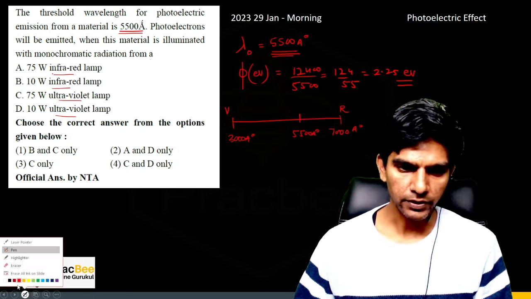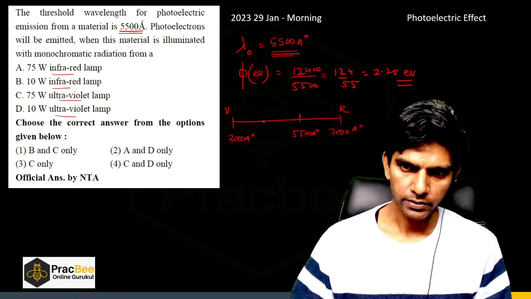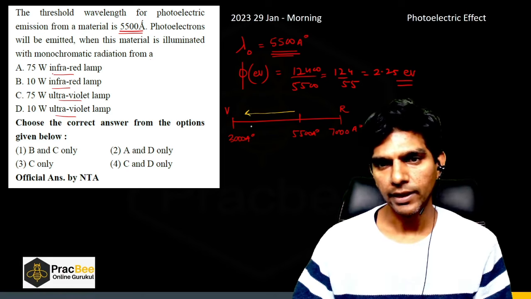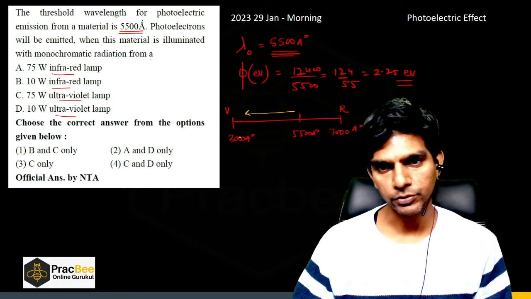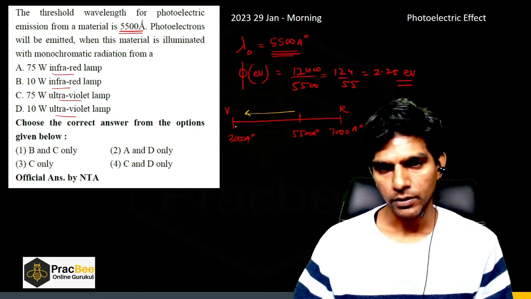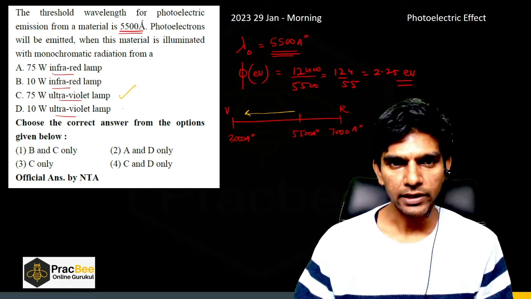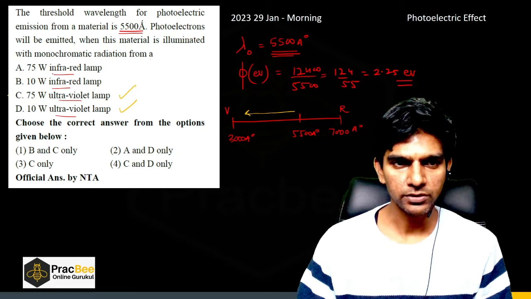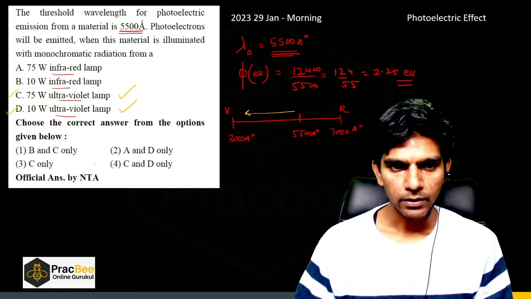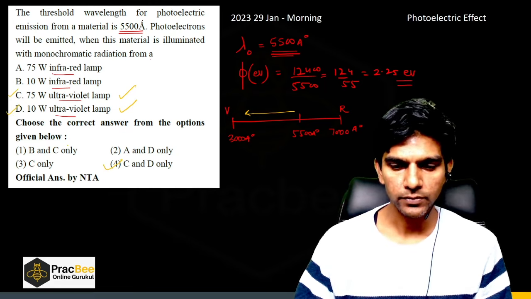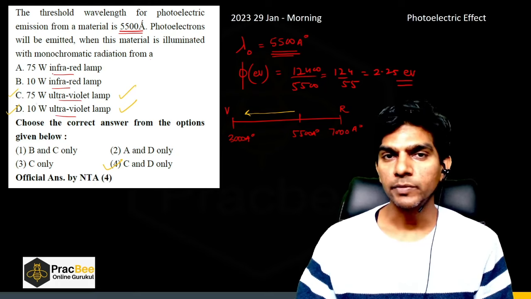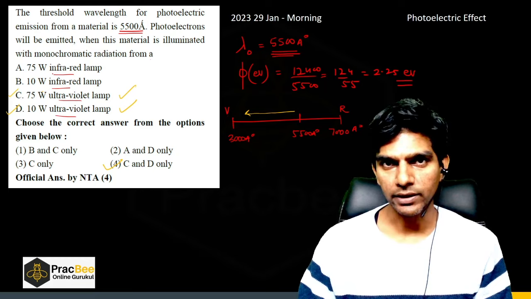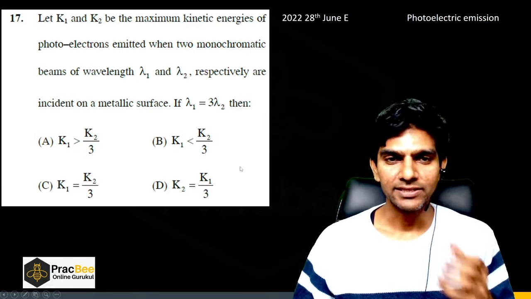So if you decrease the wavelength, in that case we'll be able to carry out photoelectric emission because the frequency will increase. So if we use ultraviolet lamp, in that case we'll be able to carry out photoelectric emission. So option C and option D, so option 4 is the right answer. It doesn't matter what is the power, even how low the intensity is, we'll be able to carry out photoelectric emission. Now let us see another illustration.